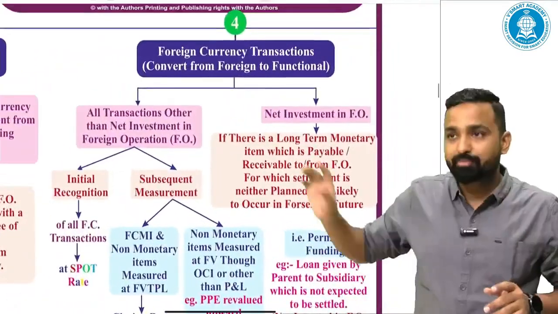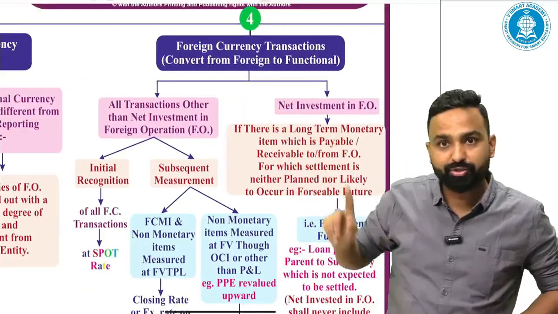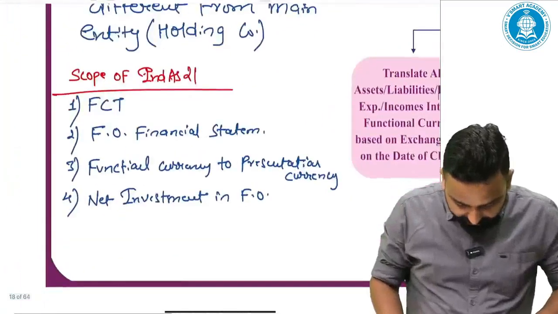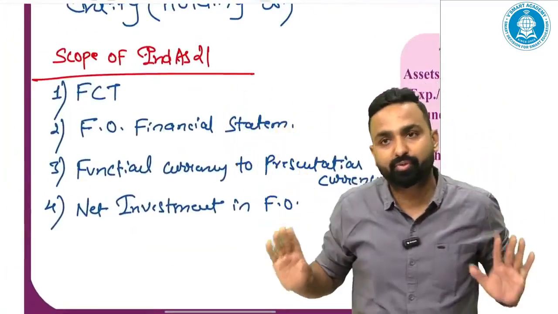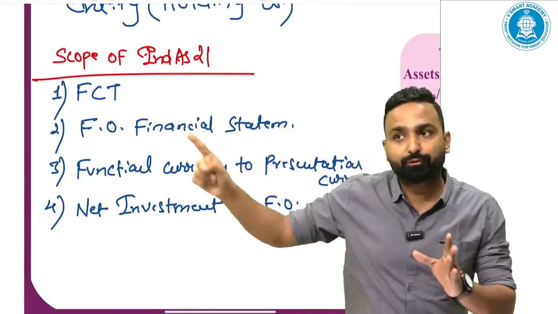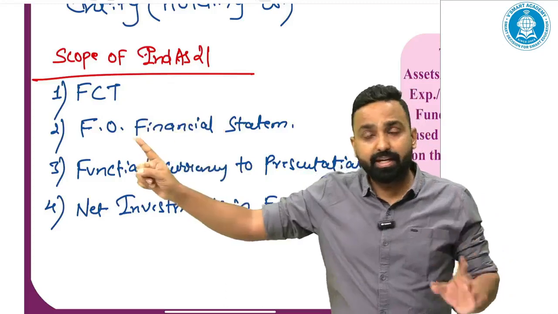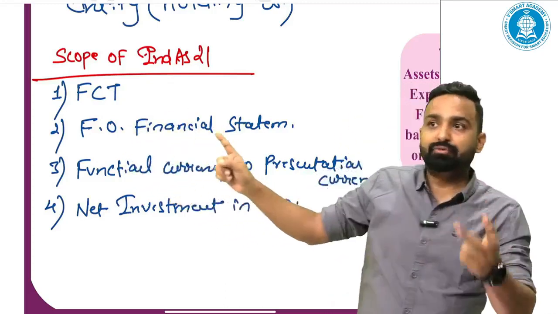Now let us come to foreign currency transactions. First of all, before starting this, just look at this. What is the scope of Ind AS 21? Ind AS 21 overall talks about these four treatments. The first is foreign currency transactions. The second is foreign operations' financial statements.